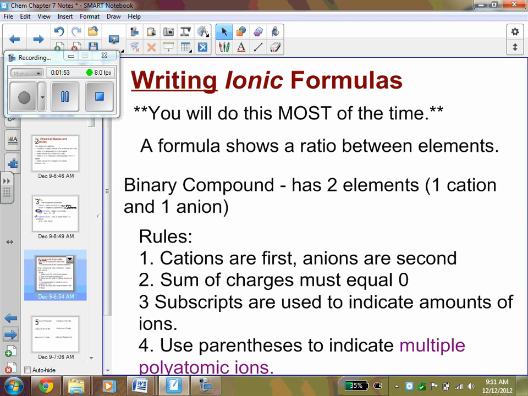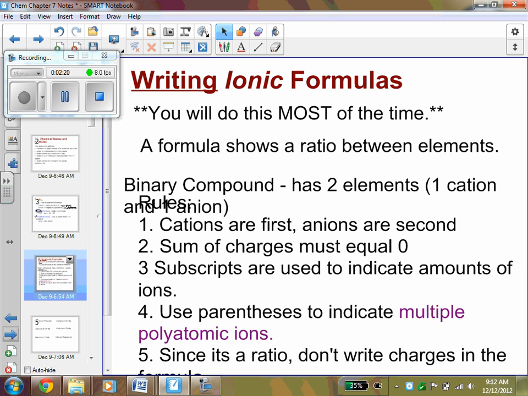Now, these rules actually come out of a Flynn lab, and the rules are excellent. You follow these 5 rules, and you're probably going to be set for how to do these ionic formulas. There are a couple of nuances that I need to introduce to you, but for the most part, this is it. Cations are first, anions are written second, so just be careful of that. One of the most important rules here is the second rule, where the sum of the charges must equal 0. So you need the pluses to equal the minuses. If you can do that, then you can write ionic formulas.